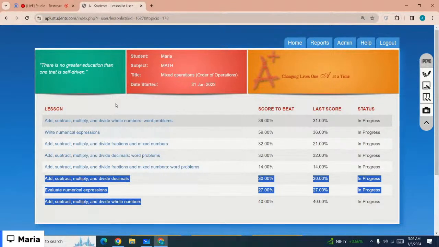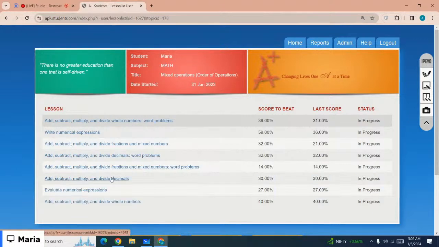Let's just start. Here I am on grade 5 math. The chapter we're working on is mixed operations. Let's start with the lesson, that is add, subtract, multiply and divide decimals.